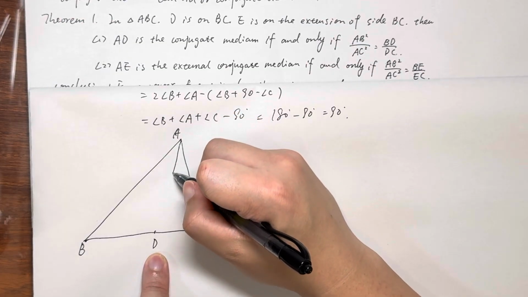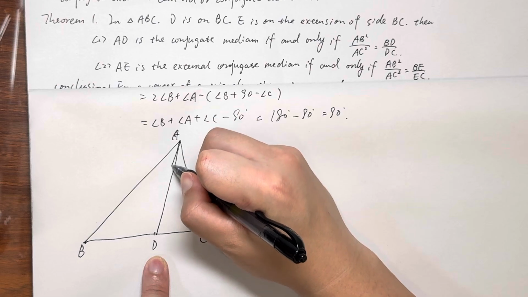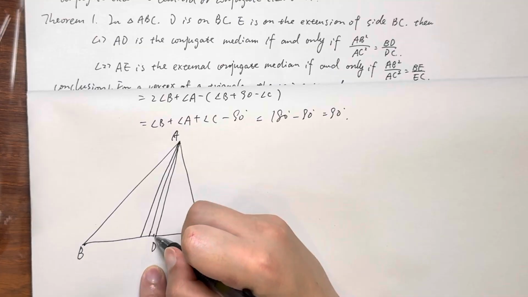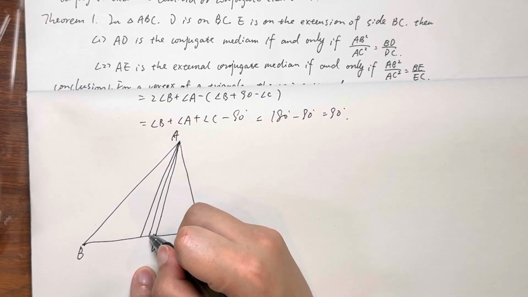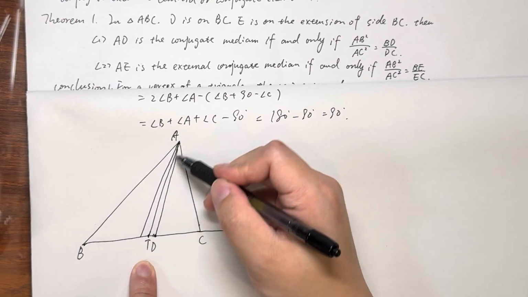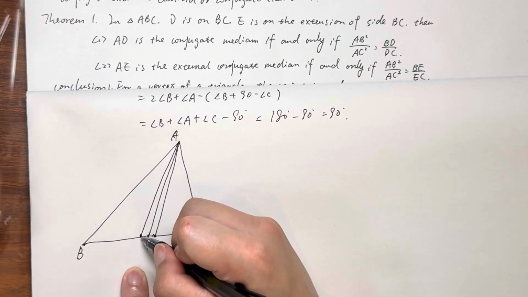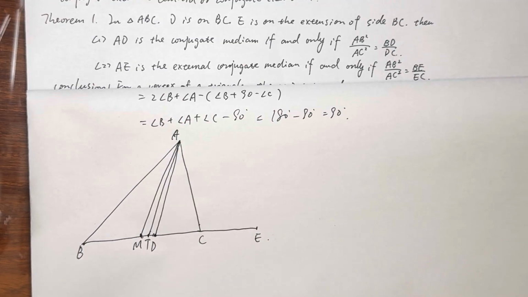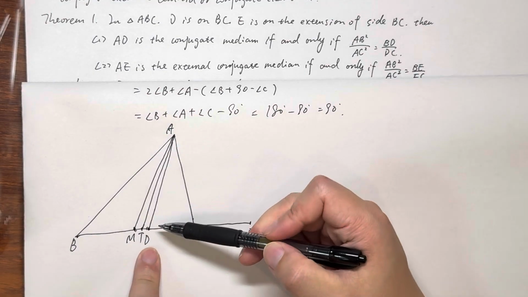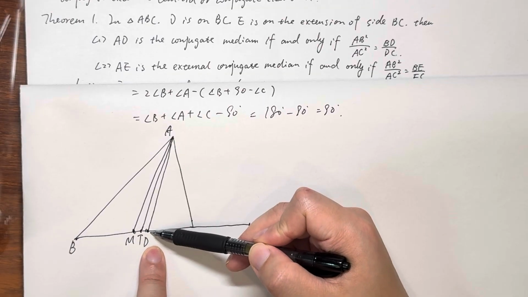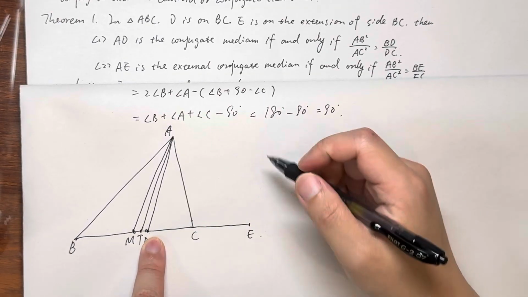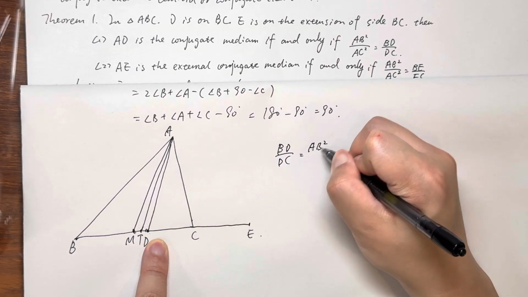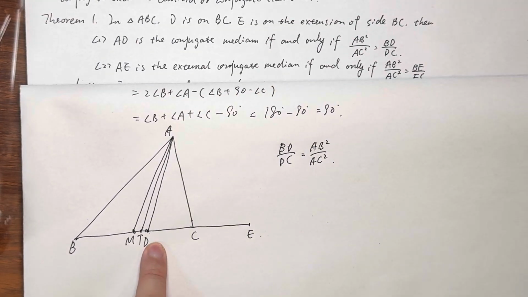So let's just think about the first case that we already know. This is D point. Now that I set the angle bisector as AT, I set the midpoint as M, right? Basically, we say that we already know AD is a conjugate median. I want to prove that BD to DC equals to AB squared to AC squared, right?